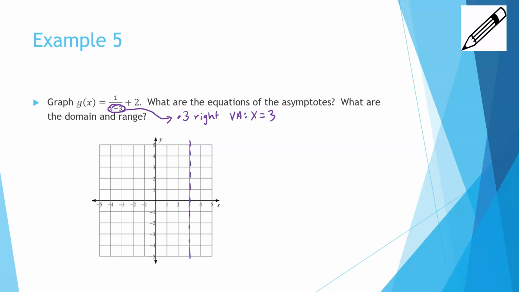Now this is saying write the equations of the asymptotes. I got that, and the domain and range. Well, if there's an asymptote there, then the domain is x can't equal 3. So these two things go hand in hand.